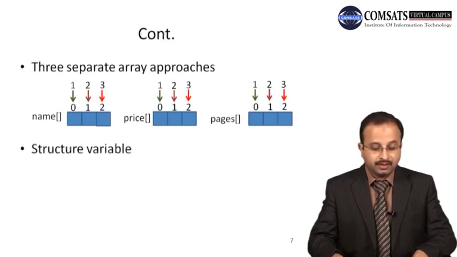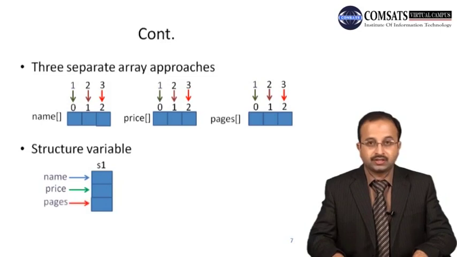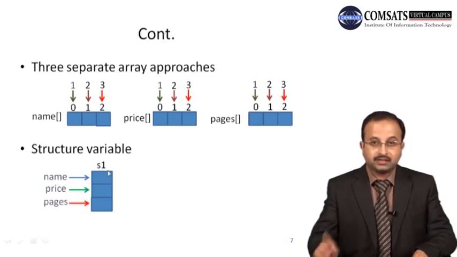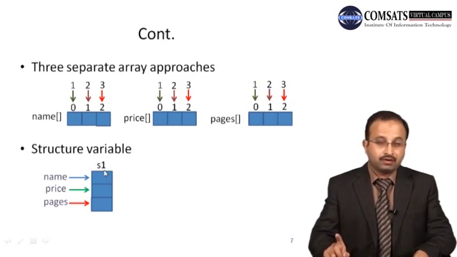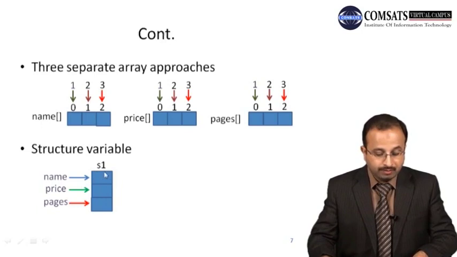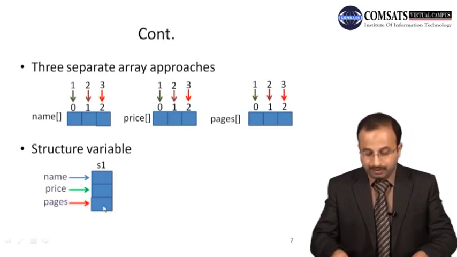Structure variables क्या है हमारे पास? We have a structure variable S1 that contains name, price and pages. So S1 represents a single record for a single book, एक बुक के रिकॉर्ड को रिप्रेजेंट कर रहा है, उसी बुक का नाम यहाँ पर आएगा, उसी बुक की प्राइस यहाँ पर आएगी, पेजेस यहाँ पर आएंगे. Now ये 3 डिफरेंट जगहों पे नहीं.